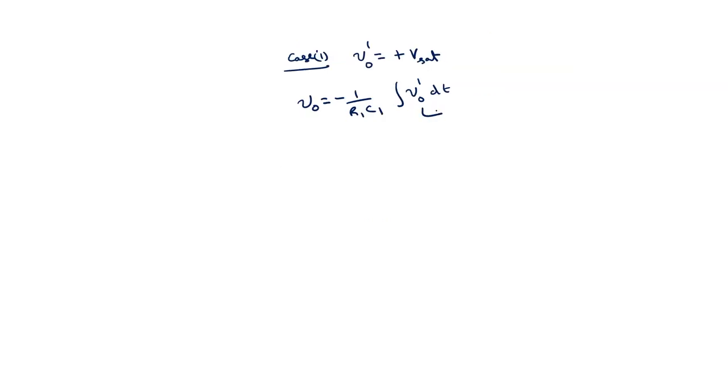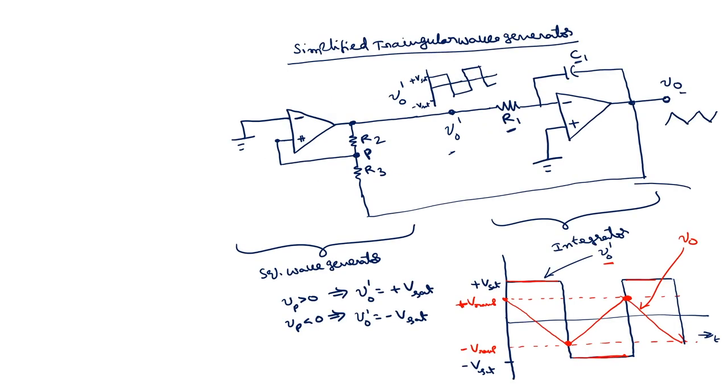If V0 dash is plus Vsat, this implies V0 is a negative going ramp. That is what I have shown in this diagram. So when this is plus Vsat, V0 is a negative going ramp with a slope of 1 by RC. Now, what should be the V ramp voltage at which V0 dash changes from plus Vsat to minus Vsat? What is that point that we have to derive?